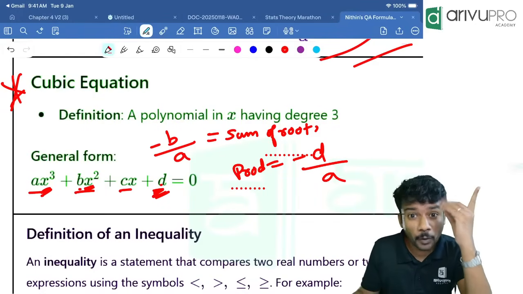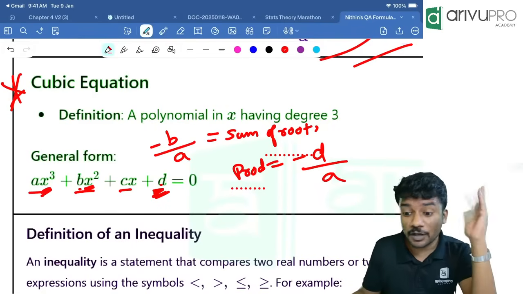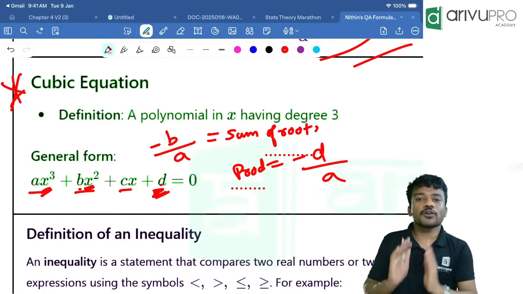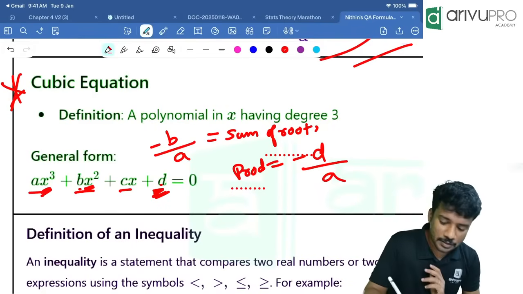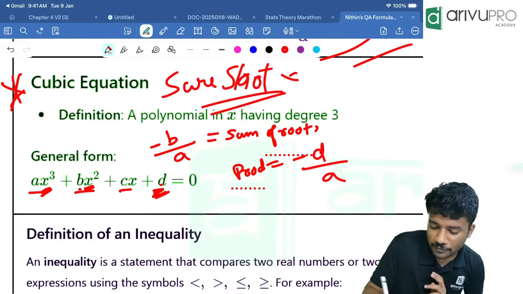Then you will take the product of all three values and check whether you are getting the sum of the product of the roots. If you are satisfying both conditions, that option will be your answer, people. This is a sure shot one. Okay, be ready for it.